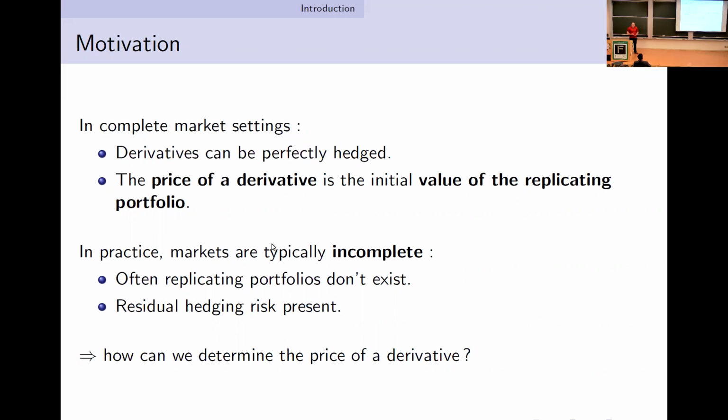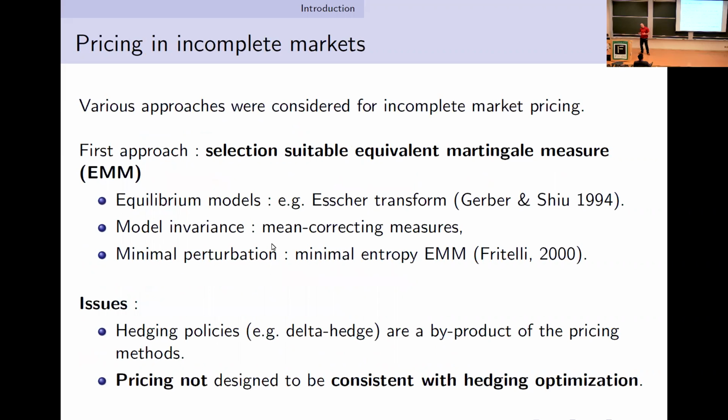But in practice, markets are incomplete, and there's no perfect replicating portfolio. So whenever you apply hedging, there's always some residual risk. So then it's not trivial to determine a price for the derivative. So how can we determine the price of such derivative? So a bit of literature review here.